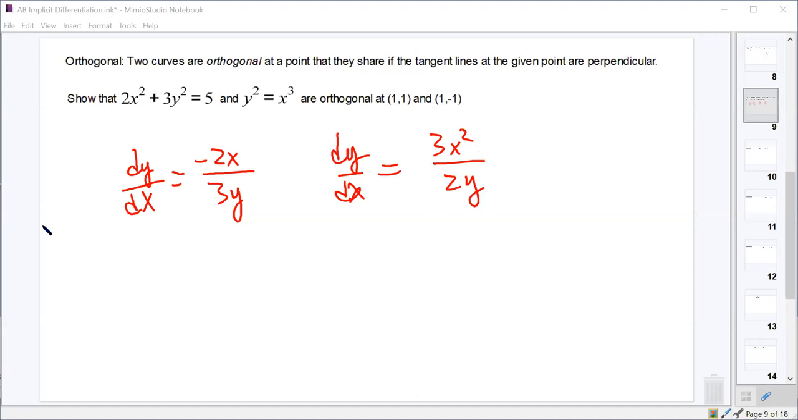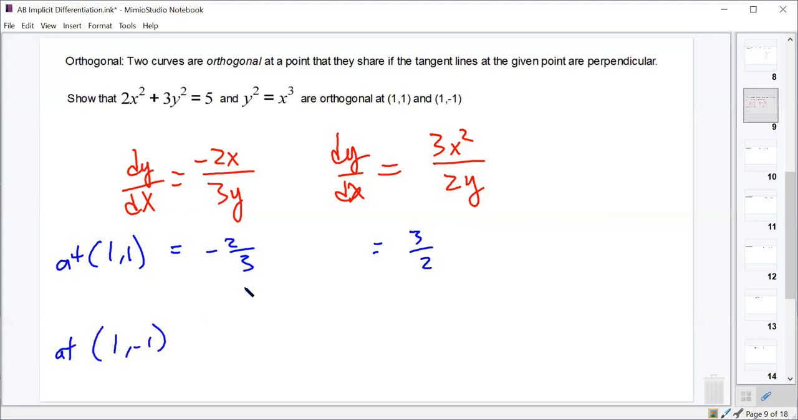So if we want to prove that these two curves have tangent lines that are perpendicular to each other at this point, all we have to do is evaluate each of these at those points. So at (1, 1), the first one is negative 2/3, and the second one is 3/2. Are these two numbers opposite reciprocals? Yep. Therefore, the tangent lines are perpendicular to each other, and the curves are orthogonal. And at (1, -1), this one comes out to be a positive 2/3, and this one comes out to be a negative 3/2. And once again, they're opposite reciprocals.